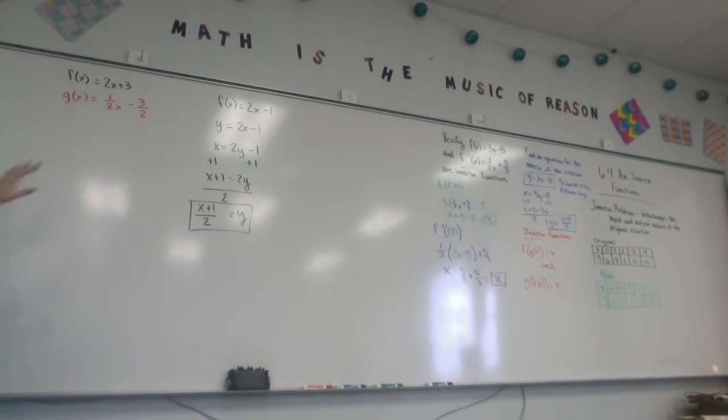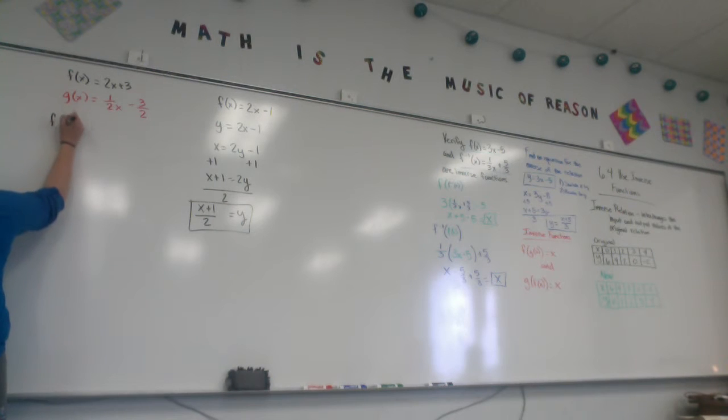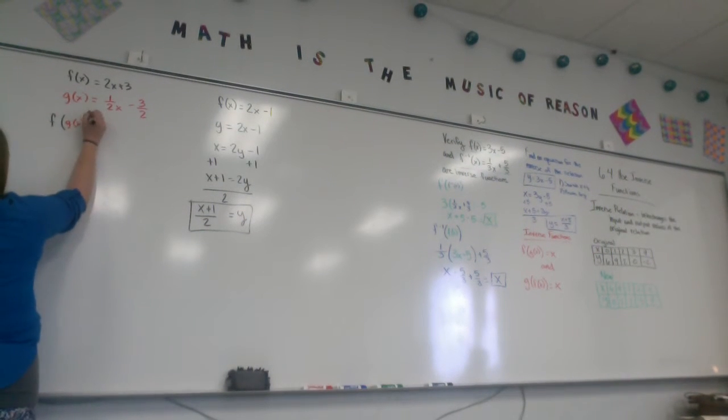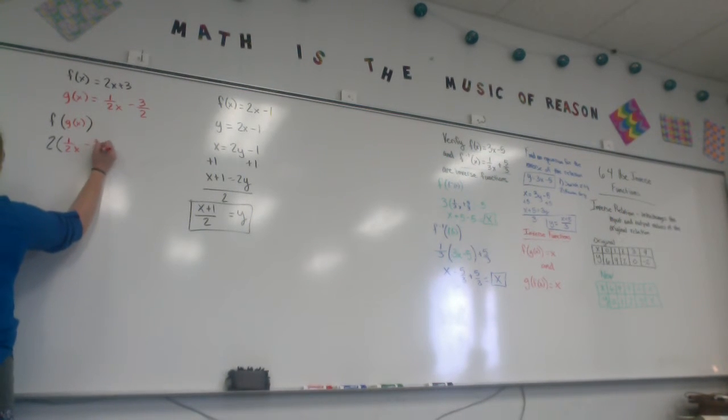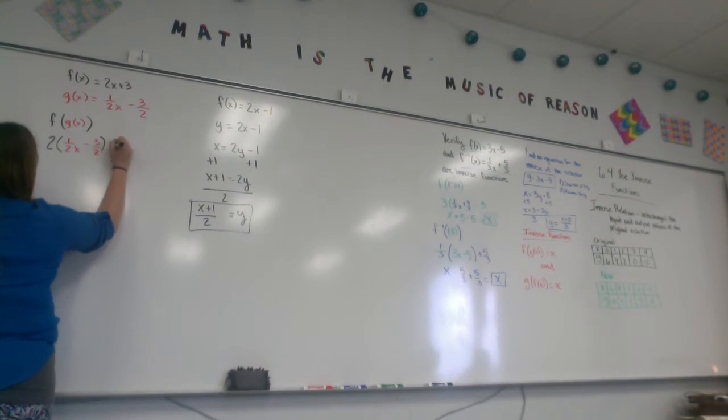What do I need to do to verify that they are inverse functions of each other? F of g of x. This time it doesn't have it labeled as the inverse function. So, how do I set that up? 2 times 1/2 x minus 3/2. And then plus 3, right?